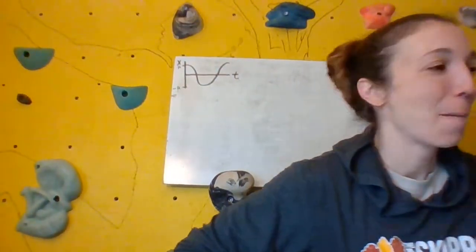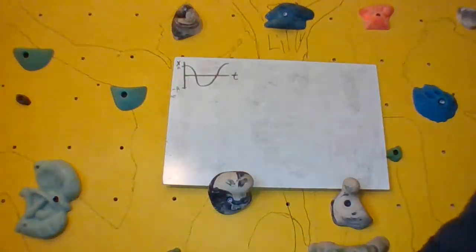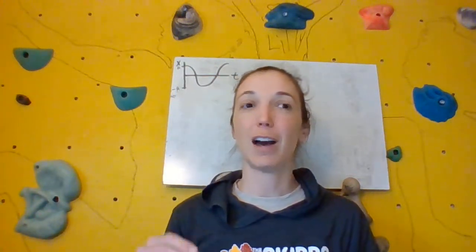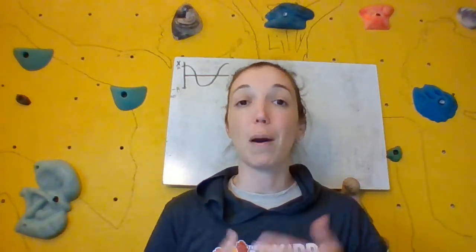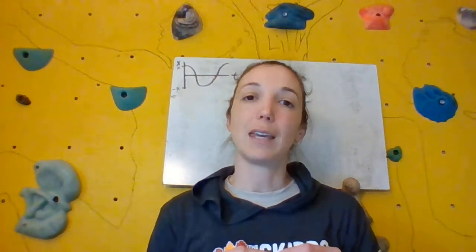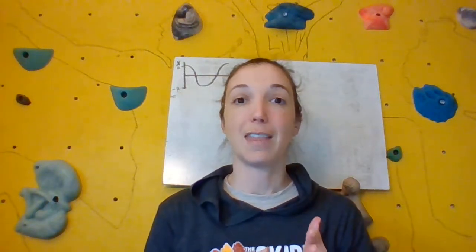We are going to be learning about the graphs for position, velocity, and acceleration of a system oscillating in simple harmonic motion. Now, it's really important to remember that simple harmonic motion occurs when our restorative force is linearly related to the displacement of the object. So a mass on a spring is a great example of something that oscillates in simple harmonic motion because the spring force is directly proportional to the displacement. We know that because of Hooke's law, F equals kx.